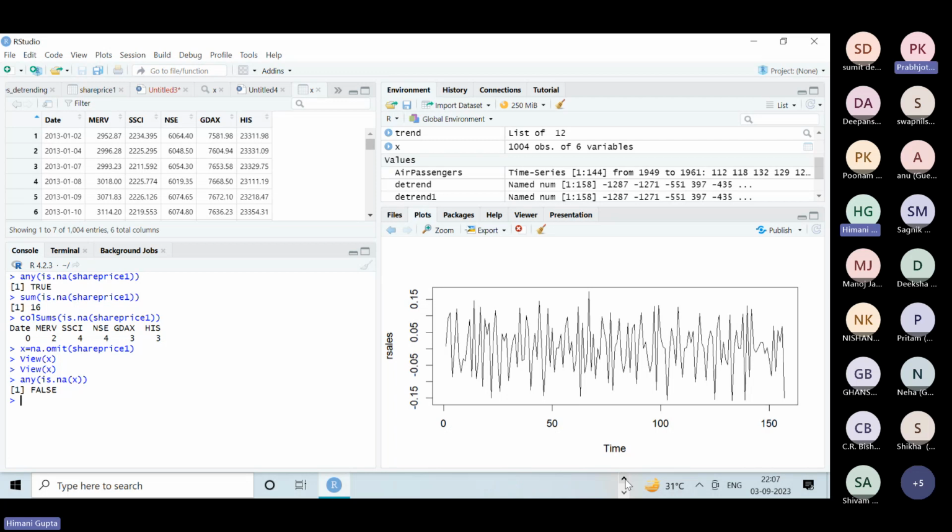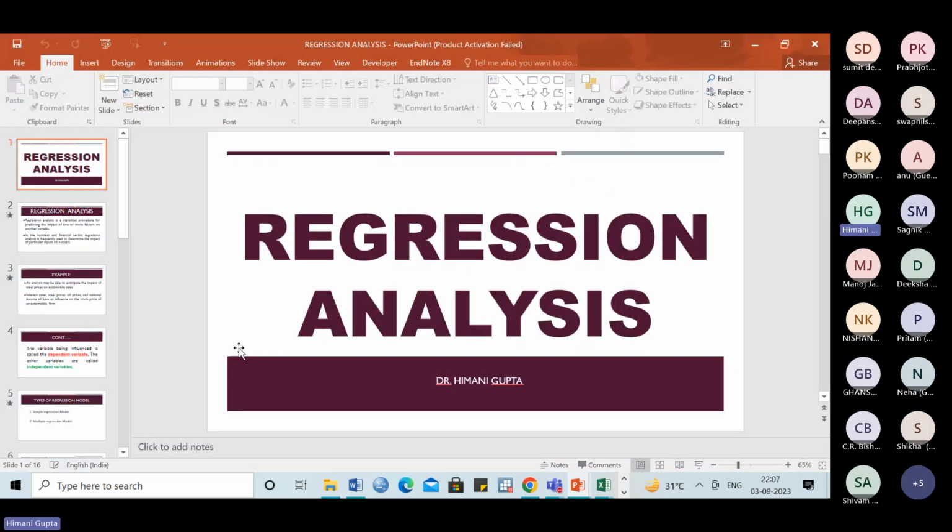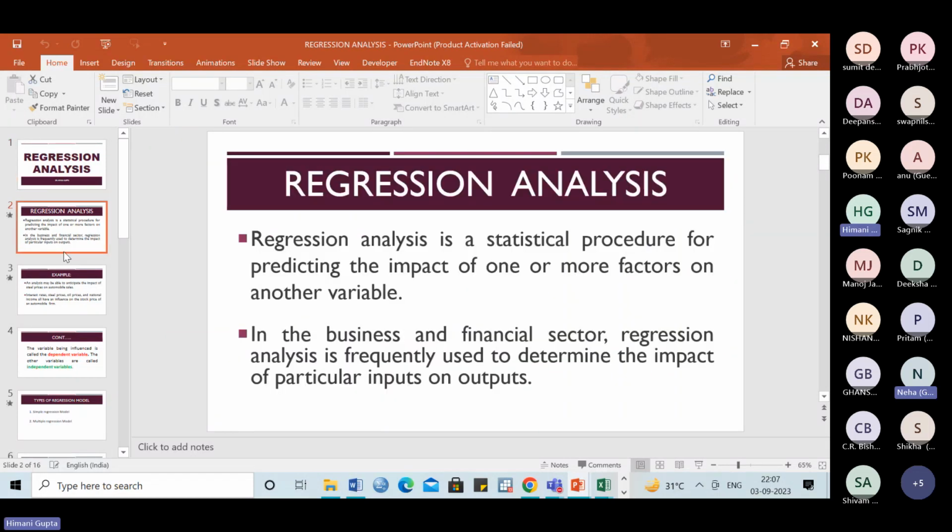So let me start with the regression. Okay, you can see my screen. Yes, ma'am, it's visible.